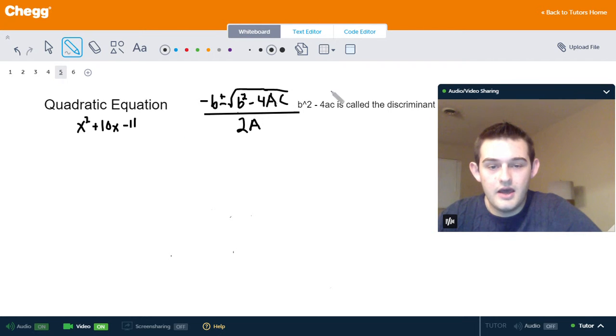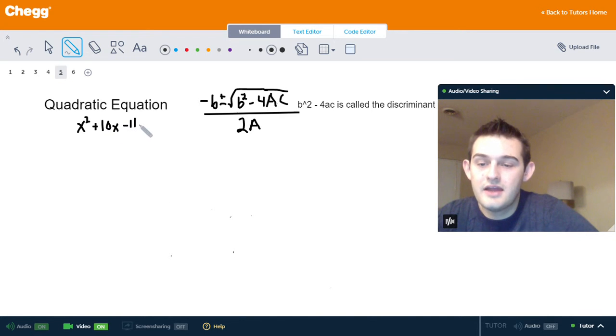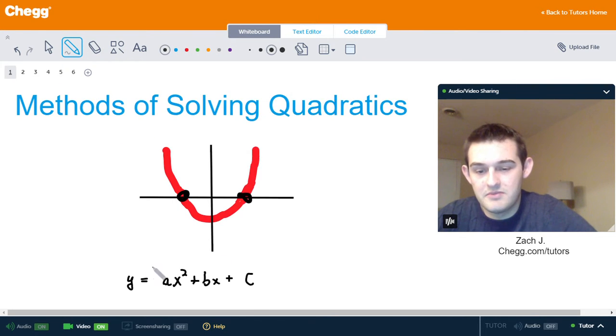Okay, a little bit of terminology here. This term inside this radical is called the discriminant. Just a little bit of terminology for you. Okay, so let's go ahead and solve this problem, remembering that the coefficient in front of this x squared is the a, this 10 is the b, and this 11 is the c, and that comes from this equation here on page 1.